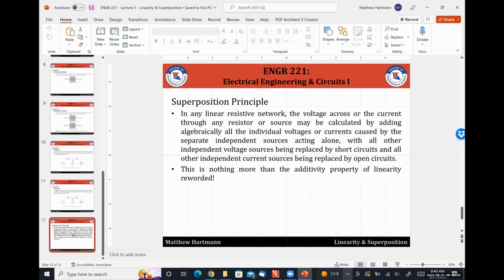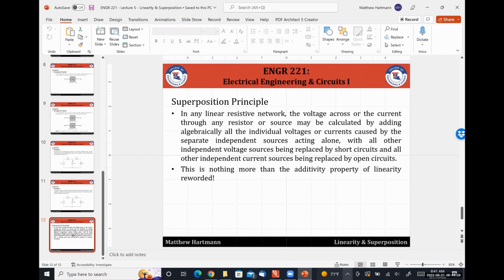Superposition principle states in any linear resistive network, the voltage across or the current through any resistor or source may be calculated by adding algebraically all the individual voltages or currents caused by the separate independent sources acting alone, with all other independent voltage sources being replaced by short circuits and all other independent current sources being replaced by open circuits. This is literally the additivity principle. The exact same thing, but using different words.